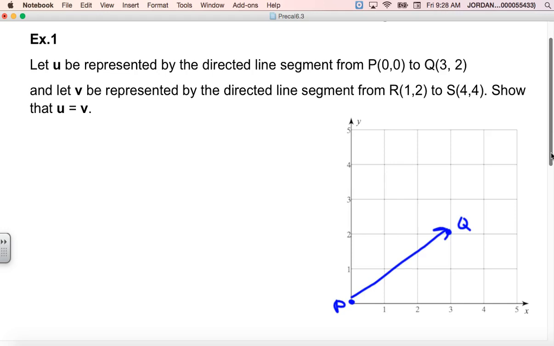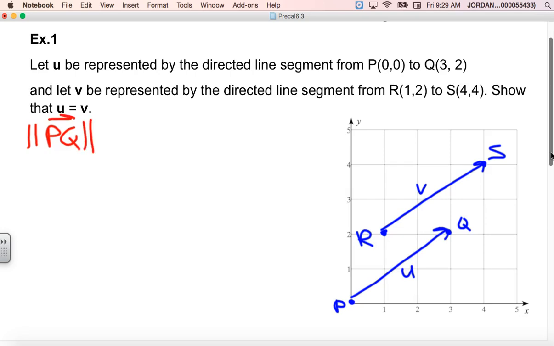And then we've got another one at (1, 2), and S is (4, 4). So we've got R to S. And this is, of course, vector U, and this is vector V. So we're going to try to determine if these are the same or not, so we're going to try to show that they're equal. What we've got to do is first figure out, do they have the same magnitude? So let's figure out the magnitude for PQ.